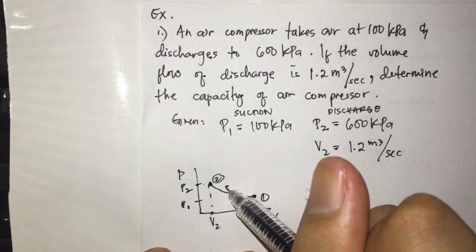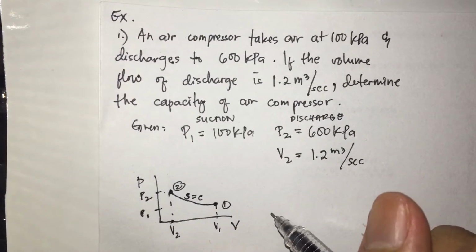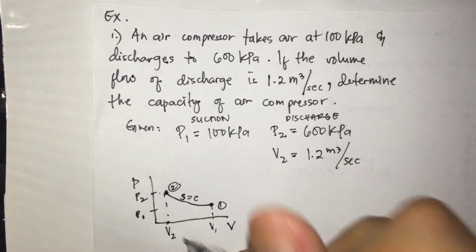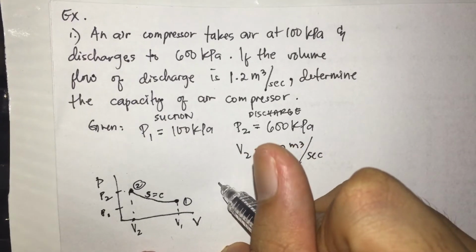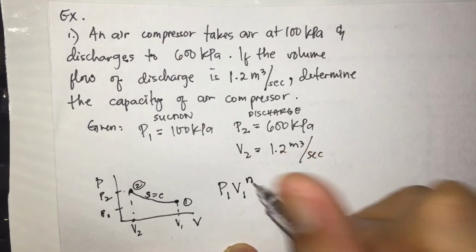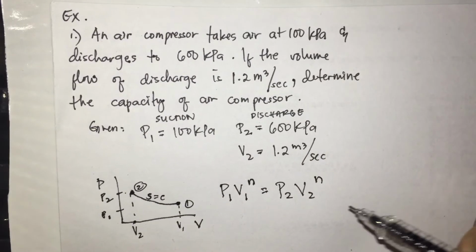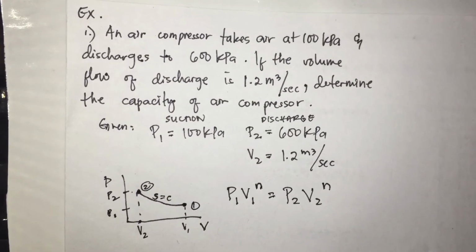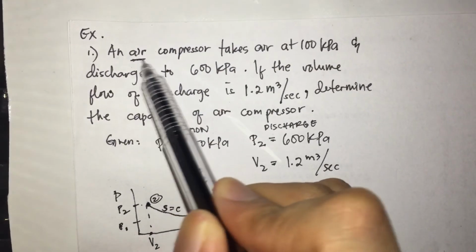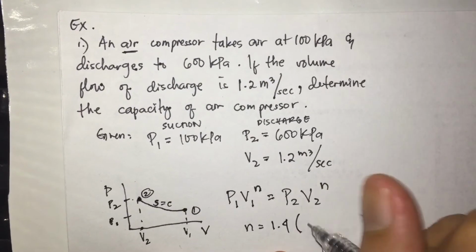Entropy is constant. So, solving the formula using isentropic compression, it compresses from volume 1 to volume 2, the volume decreases. The formula for that is P1 V1 raised to N or raised to K is equal to P2 V2 raised to N or K, if standard air is used. And what is our N? For air, for standard air, our N is 1.4.